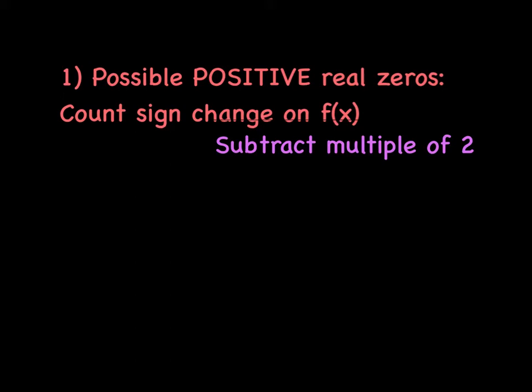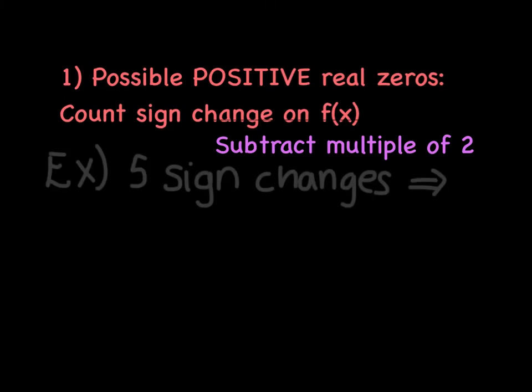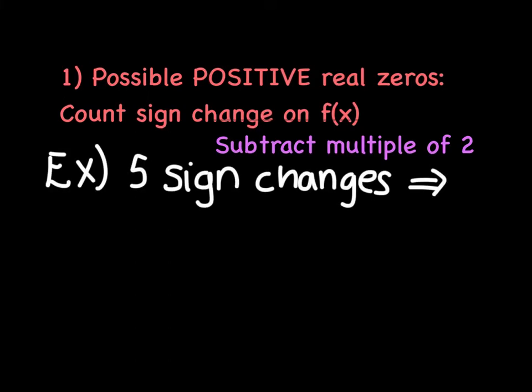Basically, all we're going to do is subtract multiples of 2. So if we have 5 sign changes, that means we're going to start with 5. 5 minus 2 gives us 3. 3 minus 2 gives us 1. And so these are the possible positive real zeros.